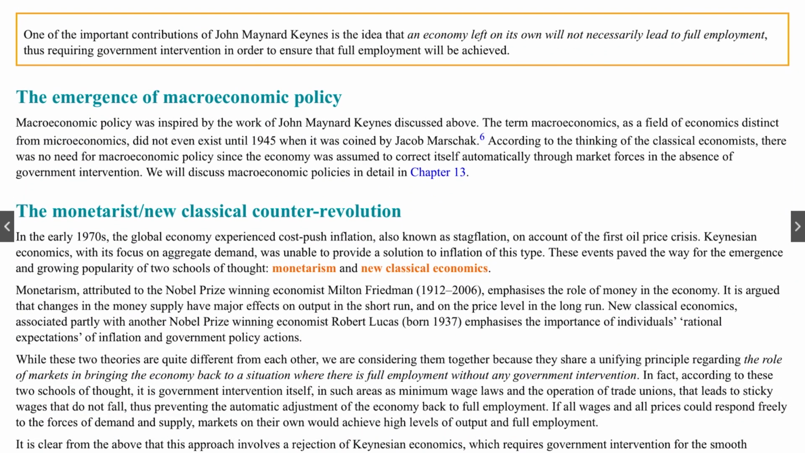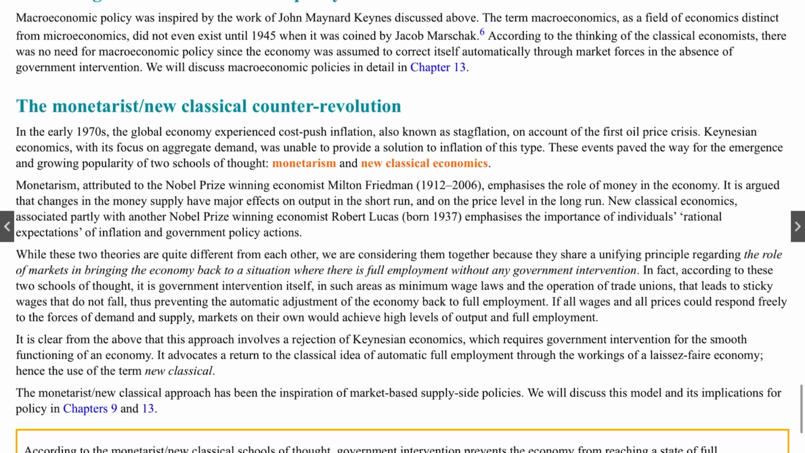So then we have the emergent macroeconomic policy. This again is not very much relevant. You can read about it if you would like.